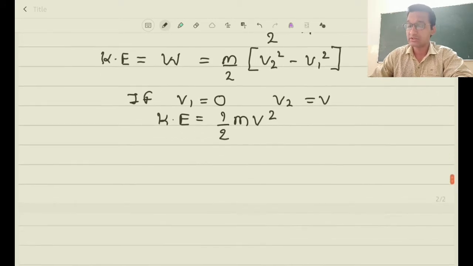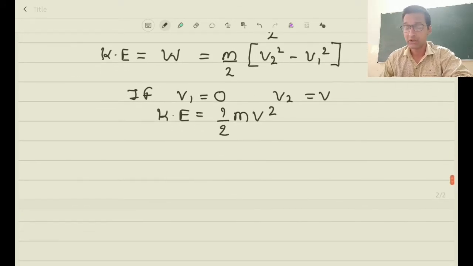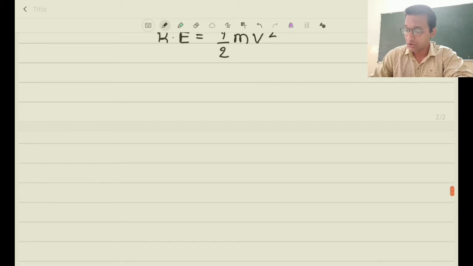Now this is an electrostatic field, so we also know that the equation for the work done is equal to V into Q.